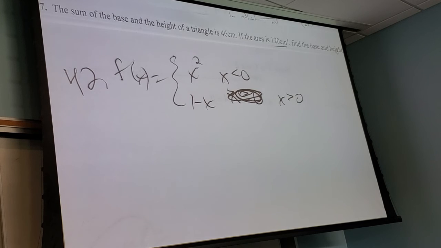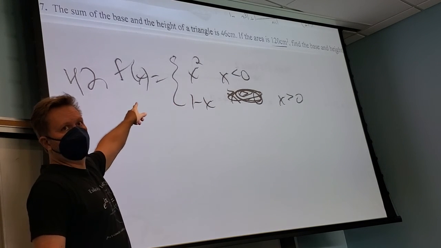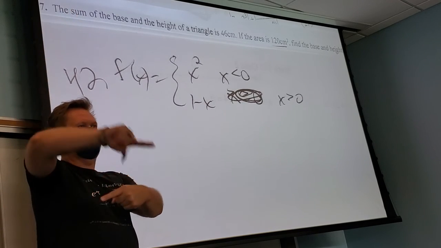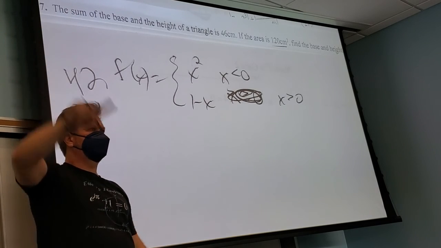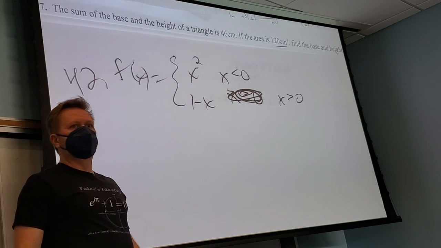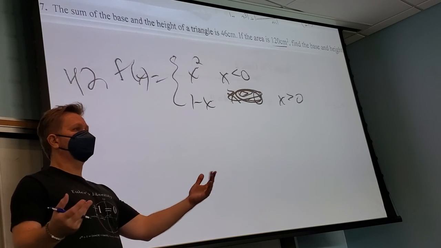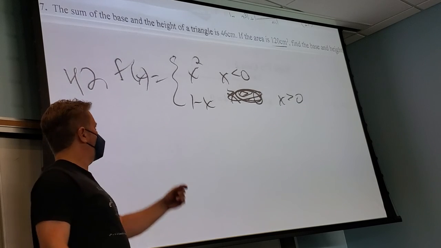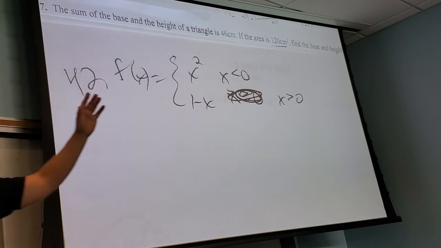Which piece of the function do I use if my input is less than 0? x squared. So I know it's going to be parabolic back here in the negative x's. I already know this side of it should look like this. I just have to get some points to put it down. What's it look like for positive x's? A line. With what kind of slope? Negative. It's 1 minus x, so the slope is -1, the y-intercept is 1. You guys kind of with me?